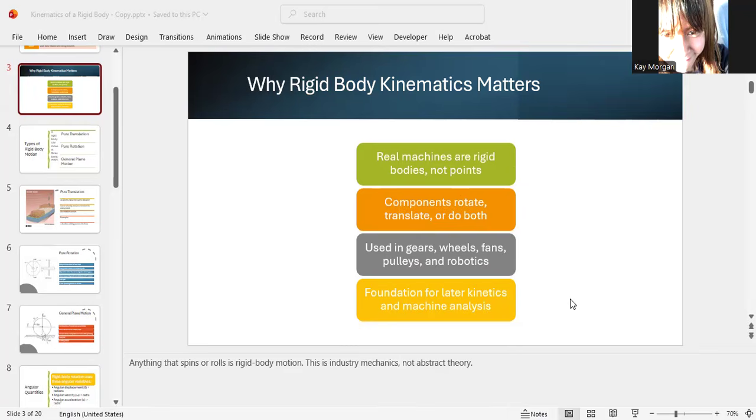So it's a foundation for us to understand how our machines move before we ever talk about forces, before we ever talk about power or stress. This topic is going to set the stage for later topics in kinetics and your machine analysis. If you understand how motion works here, everything that follows is going to become much easier for you.